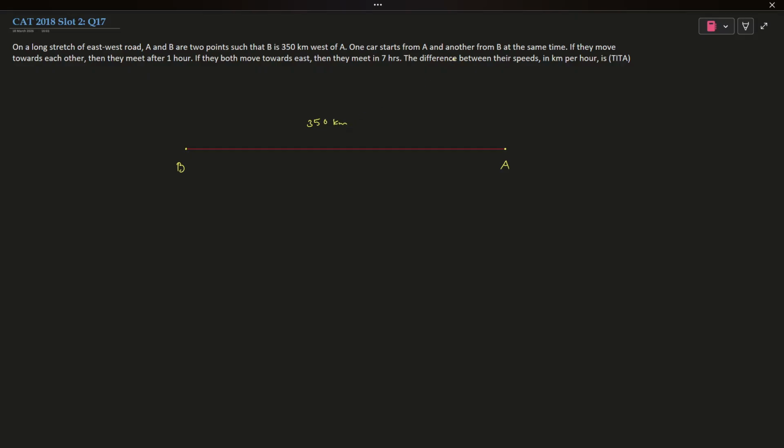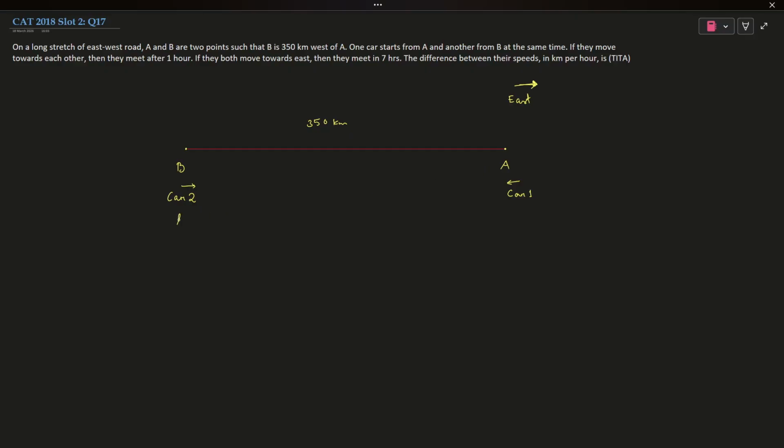One car starts from A and another from B at the same time. So let's say car 1 starts from A, car 2 starts from B at the same time. If they move towards each other, they meet after 1 hour. If they both move towards east, so this is the direction of east, they meet in 7 hours.